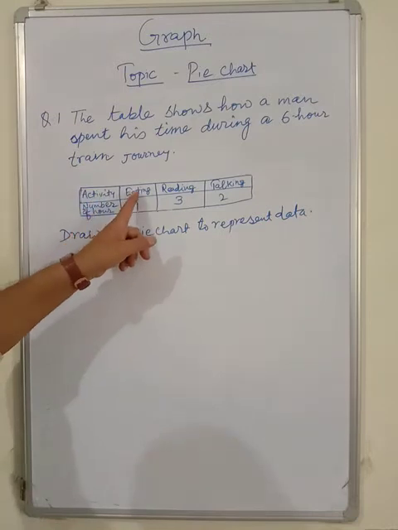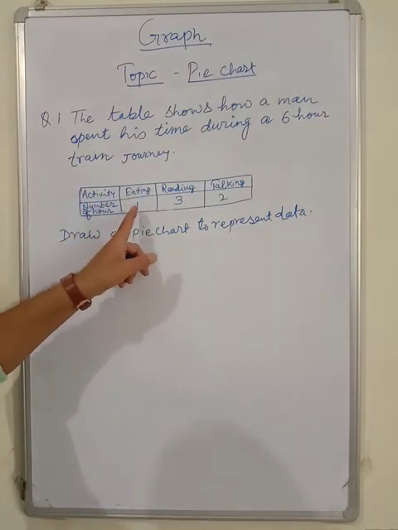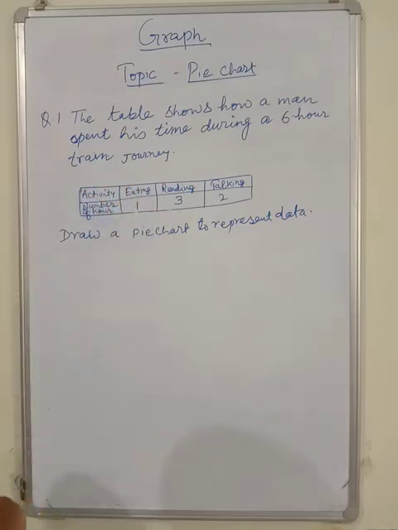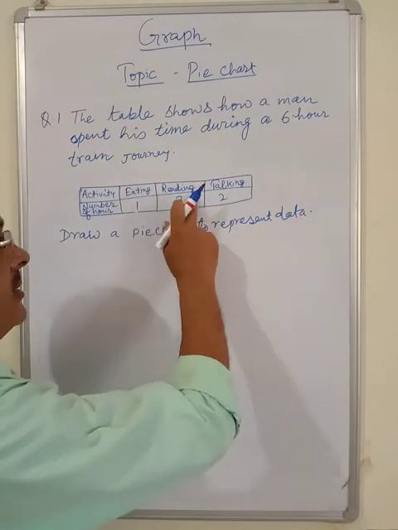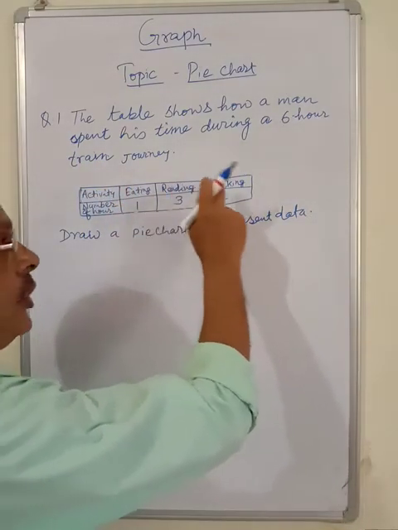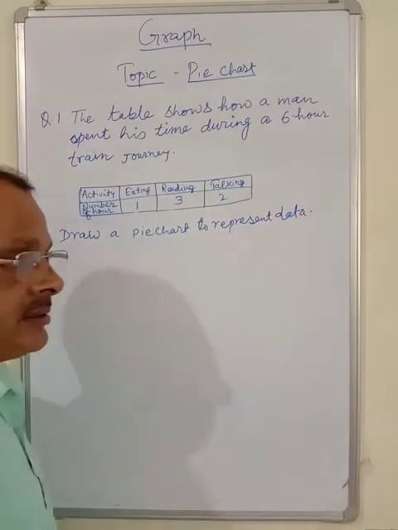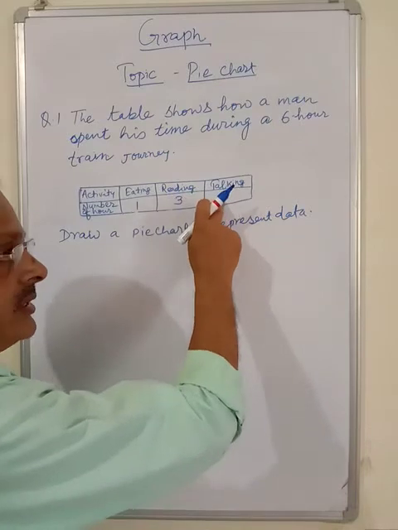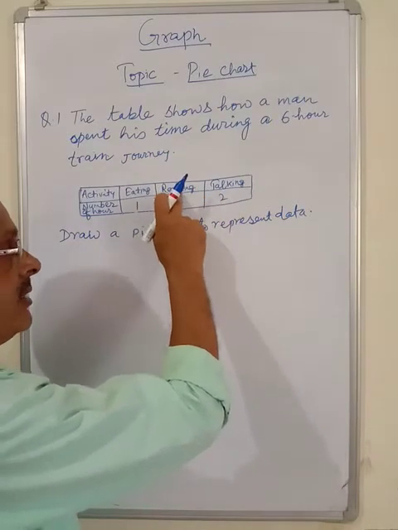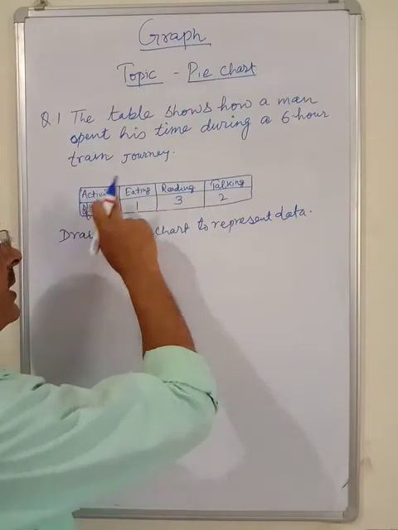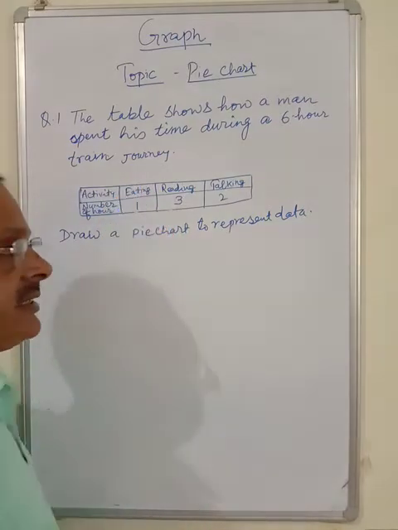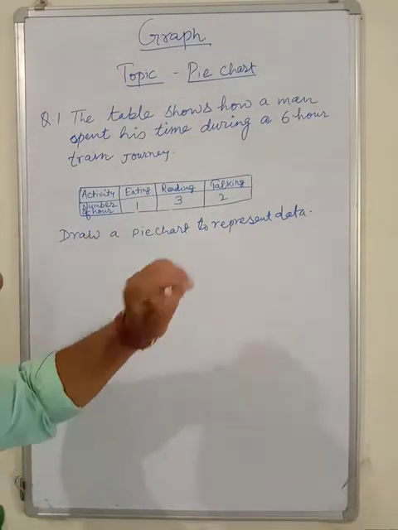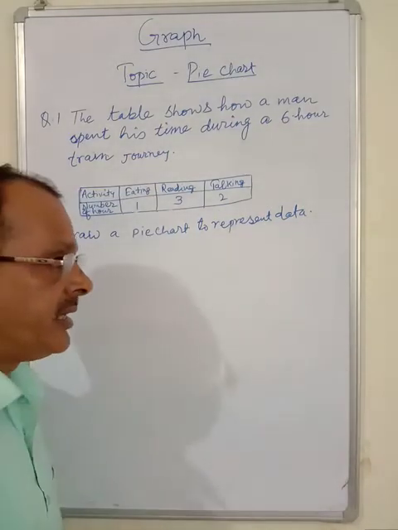Activity: eating. Number of hours: 1. That is, 1 hour he spent on eating. Reading, 3 hours. Talking, 2 hours. During the 6 hour journey he spent 2 hours on talking, 3 hours on reading, and 1 hour on eating. Now you have to draw a pie chart to represent the data.